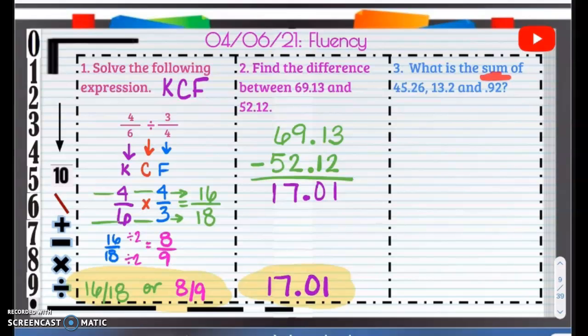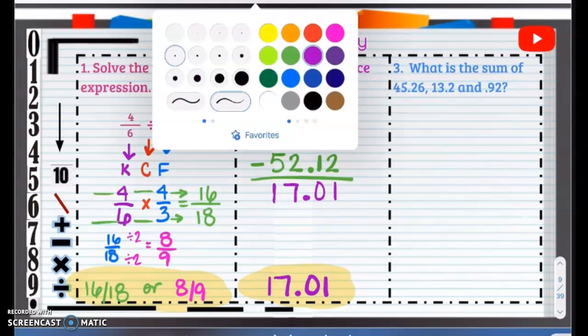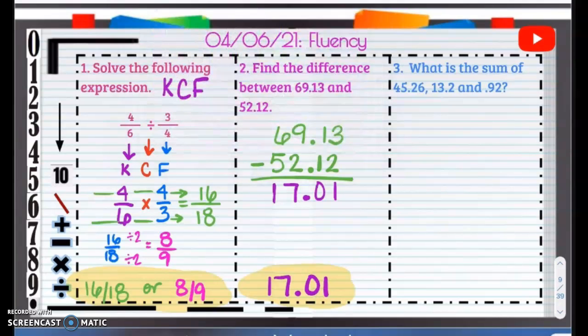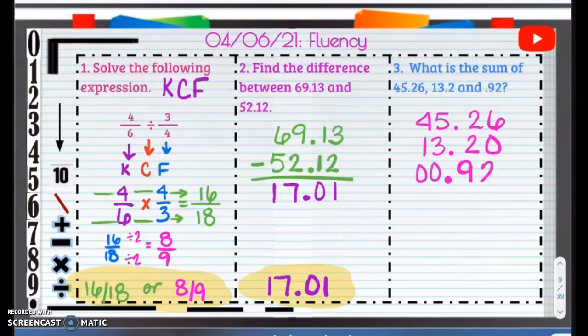When we're finding the sum, that means we're adding. And yes, of course, we have to line them up. So we have 45 and 26/100ths, 13 and 2/10ths. I can put my placeholder of 0 after. Then we have 0 whole numbers and 92/100ths. So let's add these up.